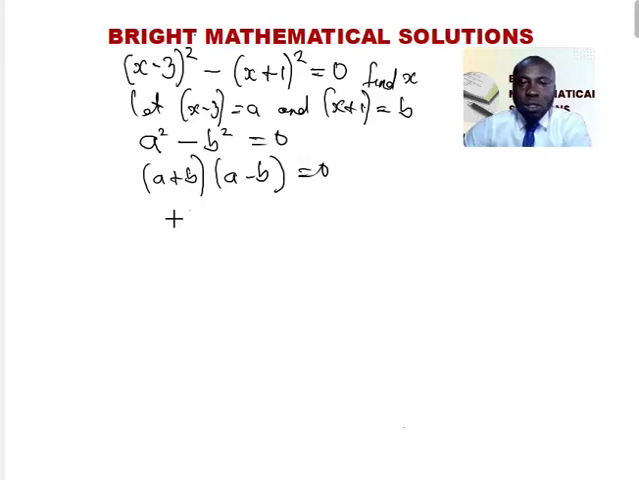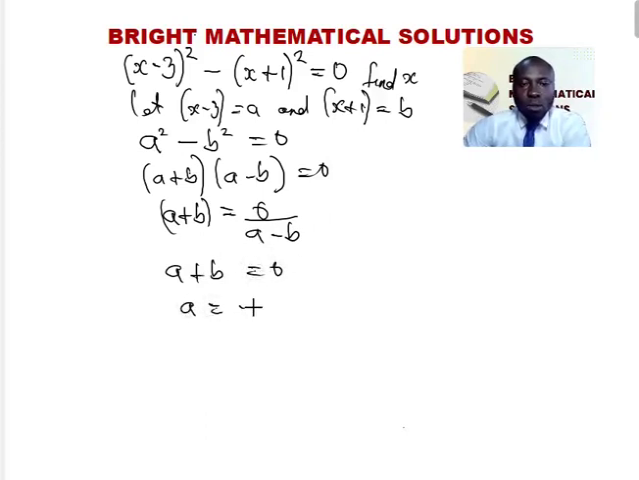Making either of these factors the subject of the equation, we have a + b = 0 or a - b = 0. So a + b = 0. Now from here, a = -b if we take b to the other side. Now let us insert our assumption back into the expression. Therefore, it will now become (x - 3) = -b, which is -(x + 1).